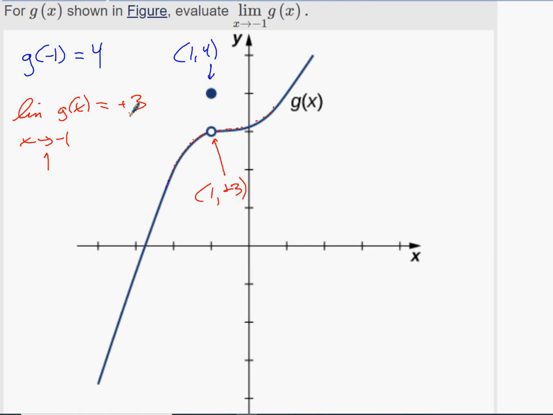Because we never get there, right? That's the thing about a limit that's a little bit counterintuitive. You never actually get there. It's just the point that you're approaching, okay? So the value of the function in this case is different than the value of the limit.